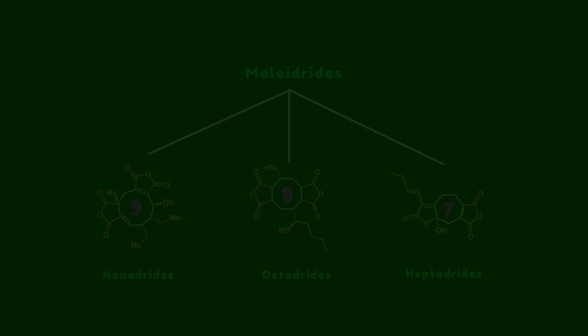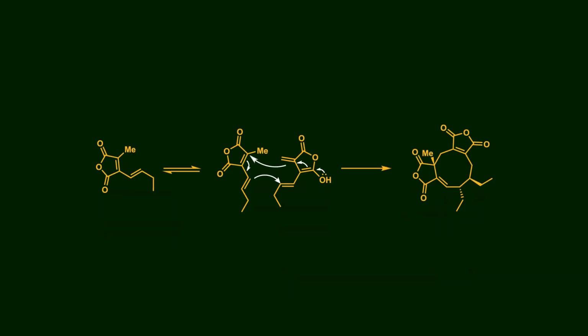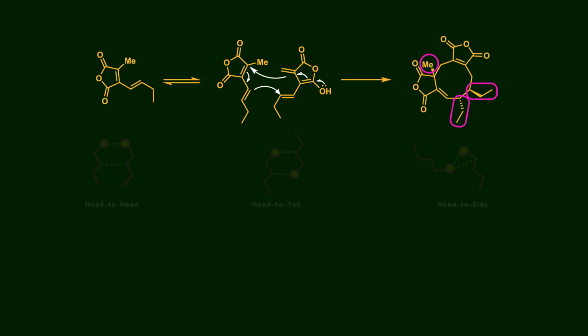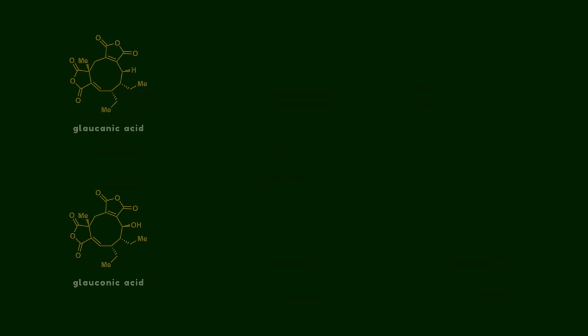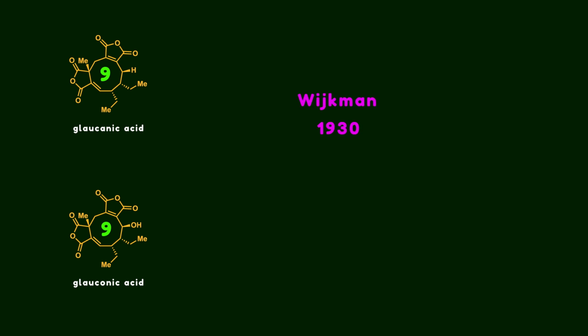The core structure of these compounds is formed through the dimerization of two monomer units, which leads to diverse regioisomers depending on how the monomers couple. The possible dimerization modes include head-to-head, head-to-tail, and head-to-side couplings, resulting in maleidride cores with different substitution patterns. As you can see, glauconic and glaucanic acid fall into the category of nonahydrides due to their 9-membered ring central skeleton. They were first isolated in 1930 by Weichmann from Penicillium glaucum.